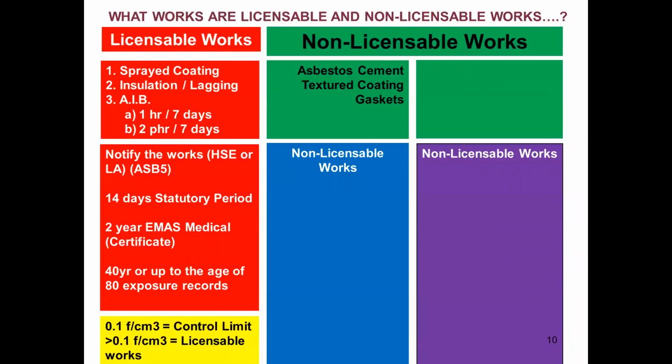Other products: gaskets, WC systems, floor tiles, bitumens, resin-based products, and textiles such as rope seals. On the proviso that the control limit won't be exceeded, which in most cases on those products with the right control measures, the right assessment, the control limit won't be exceeded, the works would then be classed as non-licensable works.